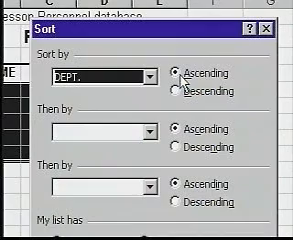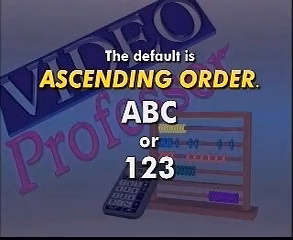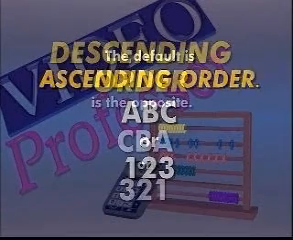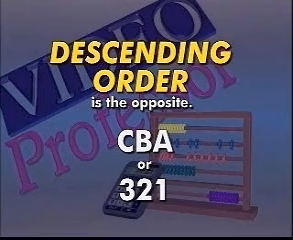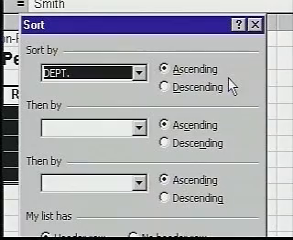The two options, ascending and descending, that are located right of the key field, allow us to specify the order our data is reorganized within the selected field. The default is ascending order. You know, ABC or 1, 2, 3, progressing in a normal forward manner. Whereas descending is the opposite, CBA or 3, 2, 1, a reverse listing. Make sure the ascending order is selected.